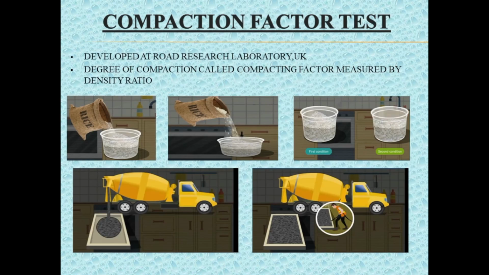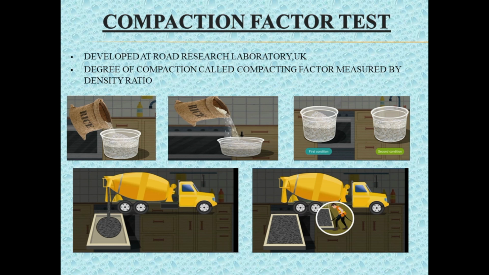The first test is a compacting factor test. Let us see with an example. Assume that you are trying to transfer rice from the rice bags to a container. You lift the bag and place it near the mouth of the container and allow rice to fall into the container. After filling about 3 by 4th of the container, you will try to compact rice by shaking the container.